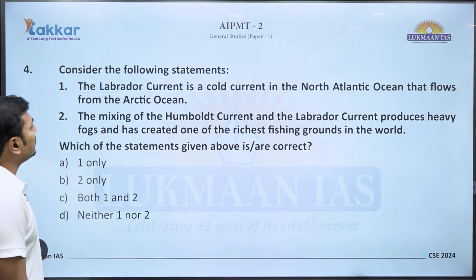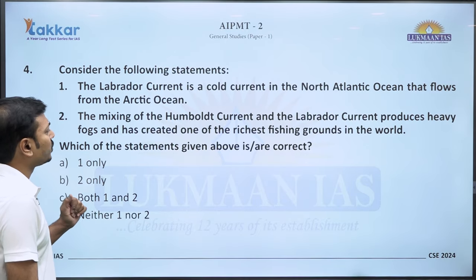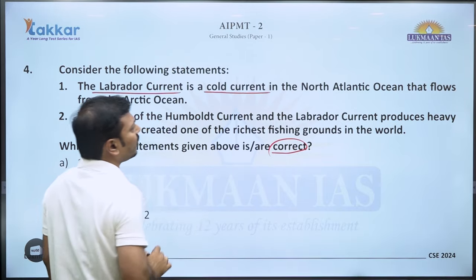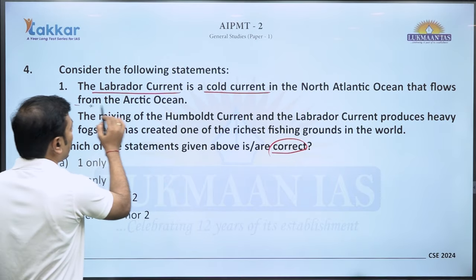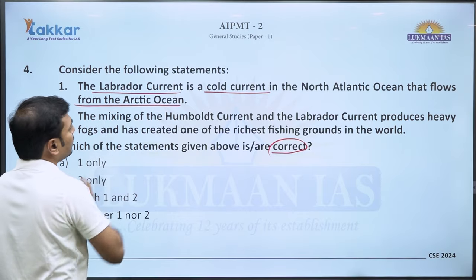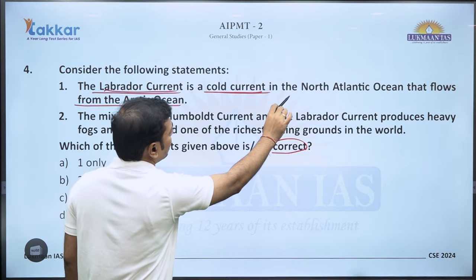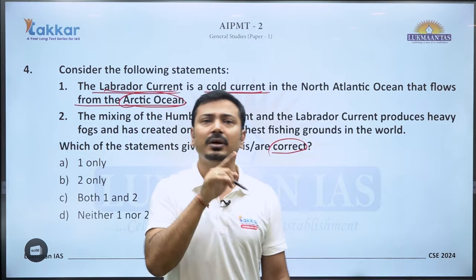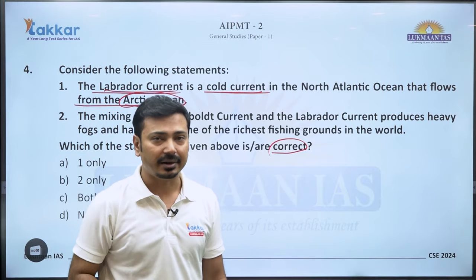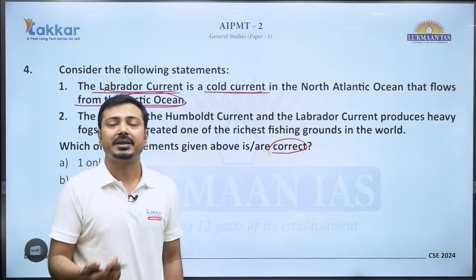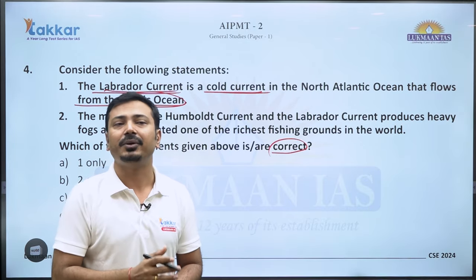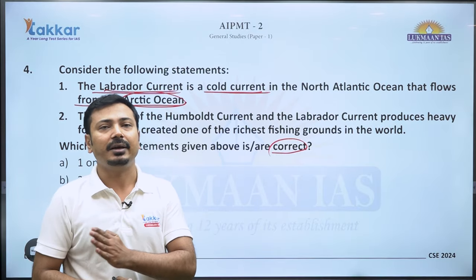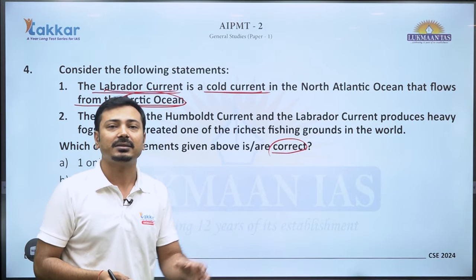Two statements are given, and we have to identify the correct statement here. Oceanography. The Labrador current is a cold current in the North Atlantic Ocean that flows from the Arctic Ocean. Now we know that the Labrador current is a cold current in the North Atlantic Ocean, and it originates in the Arctic Ocean and flows along the eastern coast of North America, or specifically Canada, right? And it meets the Gulf Stream, a warm current originating in the equatorial region and flowing across the Gulf of Florida, and it meets the Labrador current in Newfoundland, where the Grand Banks are located, right?